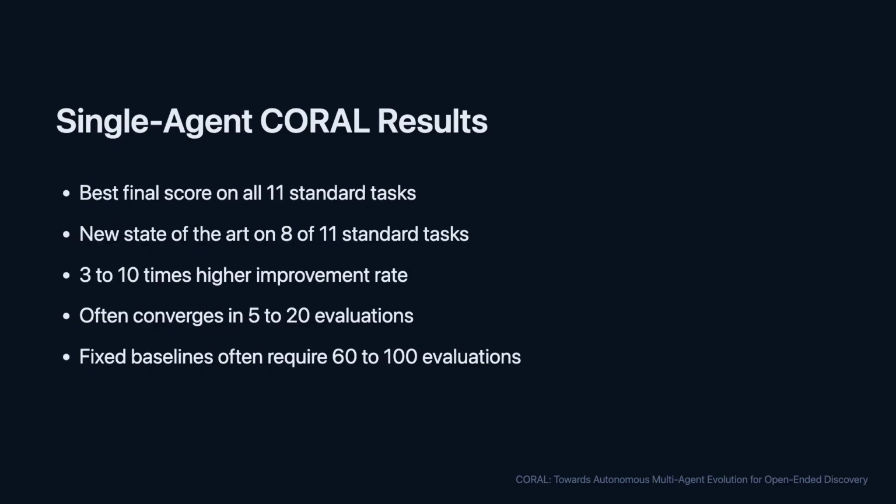The first headline result is that a single Coral agent beats fixed evolutionary search. On the 11 math and systems tasks, Coral achieves the best final score on every task and sets new state-of-the-art results on 8 of them. More importantly, it uses evaluations more efficiently. Its improvement rate is typically 3 to 10 times higher, and it often reaches its final score in only 5 to 20 evaluations, while fixed baselines may use 60 to 100.